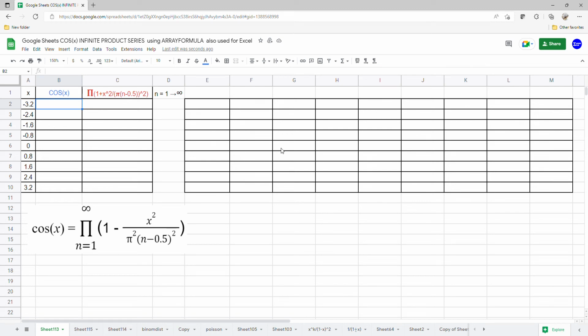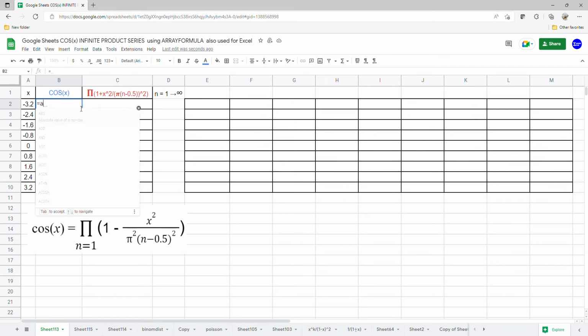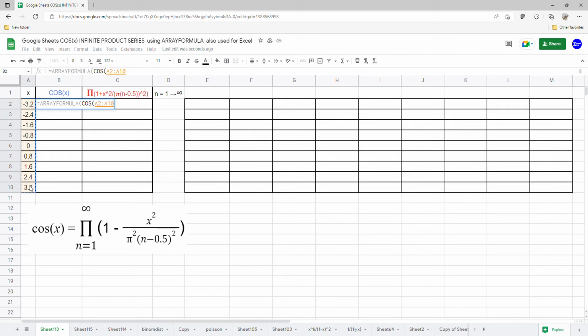In this video, we will generate the dataset of cosine and its infinite product series expansion. We begin with the dataset of cosine. This is an array formula, cosine of the x values, negative 3.2 to positive 3.2. And the expansion, the infinite series expansion, which is pi times the quantity 1 plus x squared over pi times the quantity n minus 0.5 the quantity squared, where the value of n is from 1 to infinity.